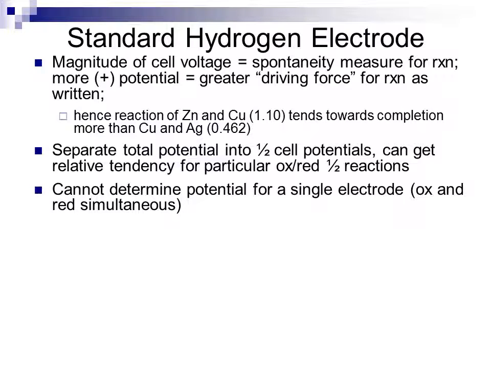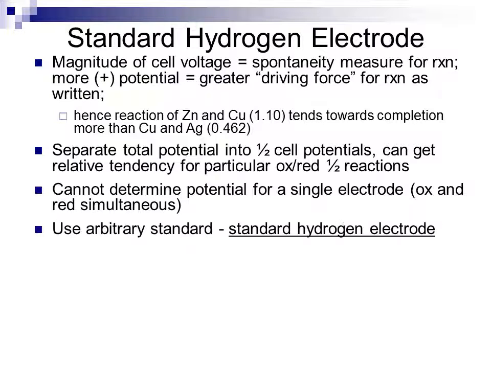Now we can't determine the potential for a single electrode by itself because oxidation and reduction occur simultaneously. From pairing something like zinc and copper, we cannot tell how much of that 1.1 volts comes from zinc, how much comes from copper, what the relation between them is.